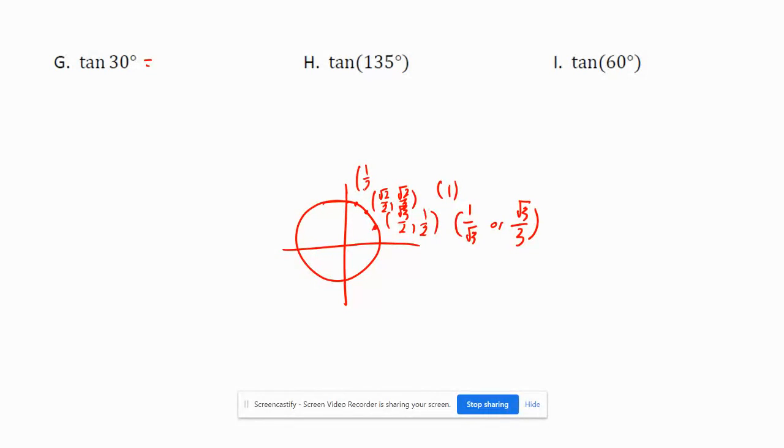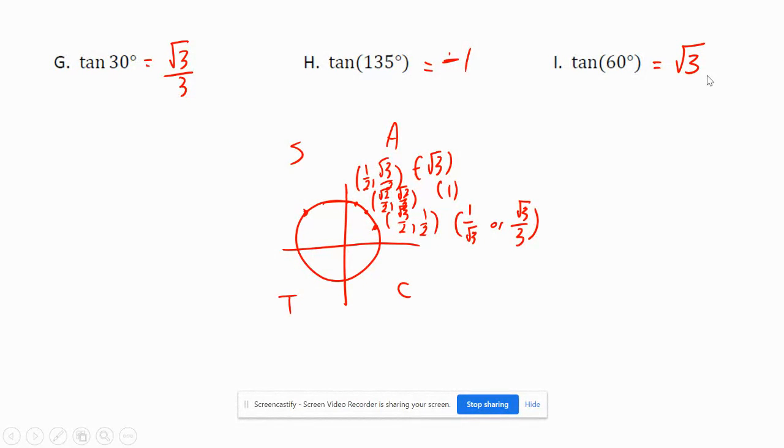For these two, we have 1/2, root 3 over 2. Divide these guys, we get root 3. So tan 30 is root 3 over 3, tan 135 is negative 1, because it's going to be this guy over here, and we know that tan is negative in the second quadrant. Tan 60 is square root of 3.